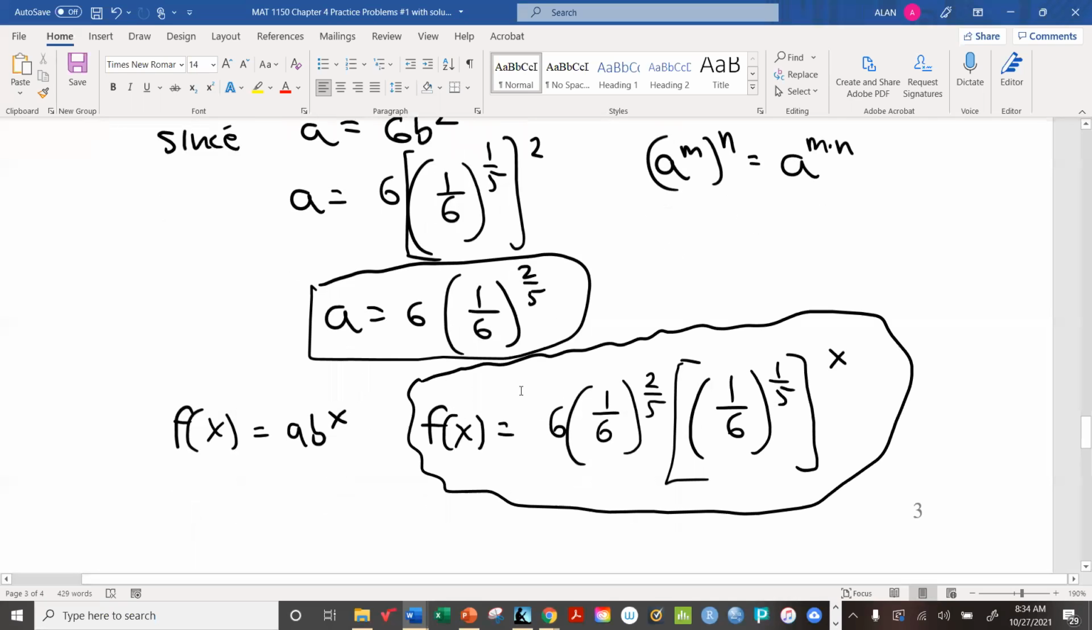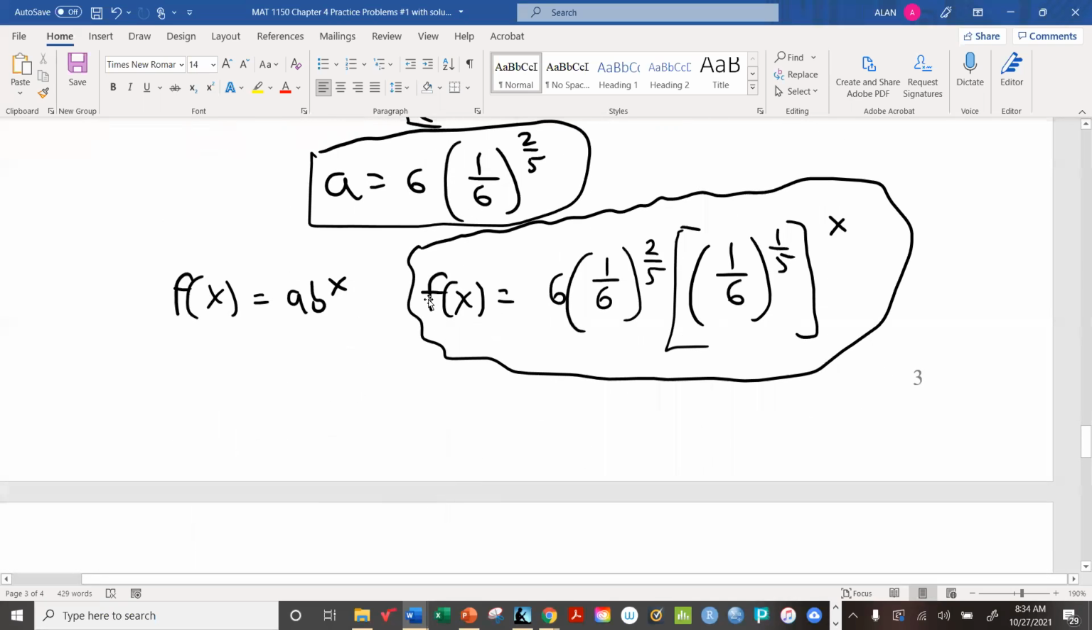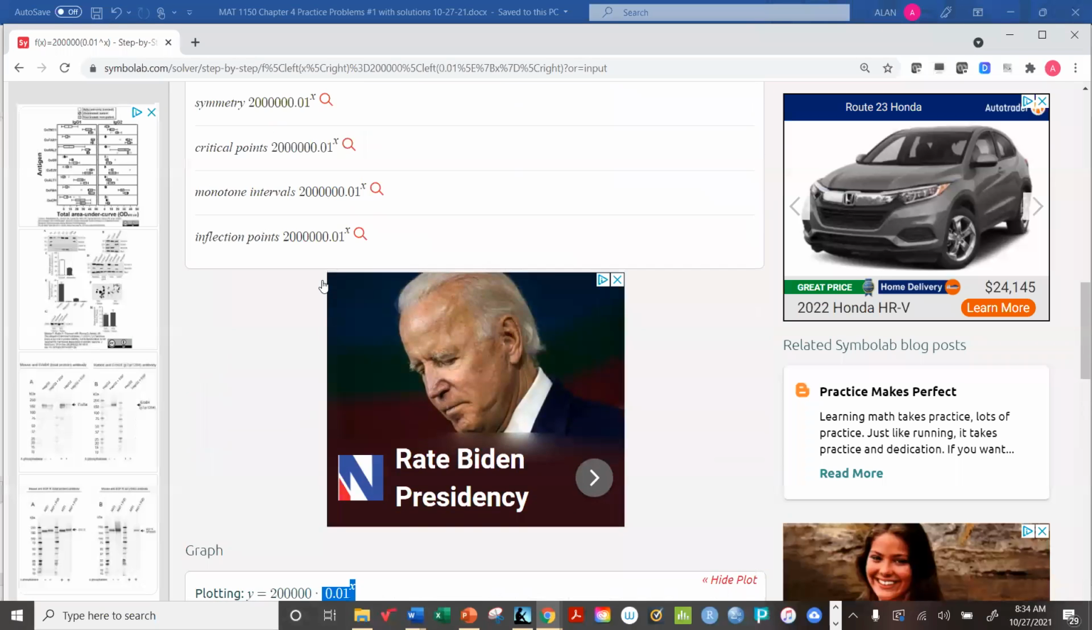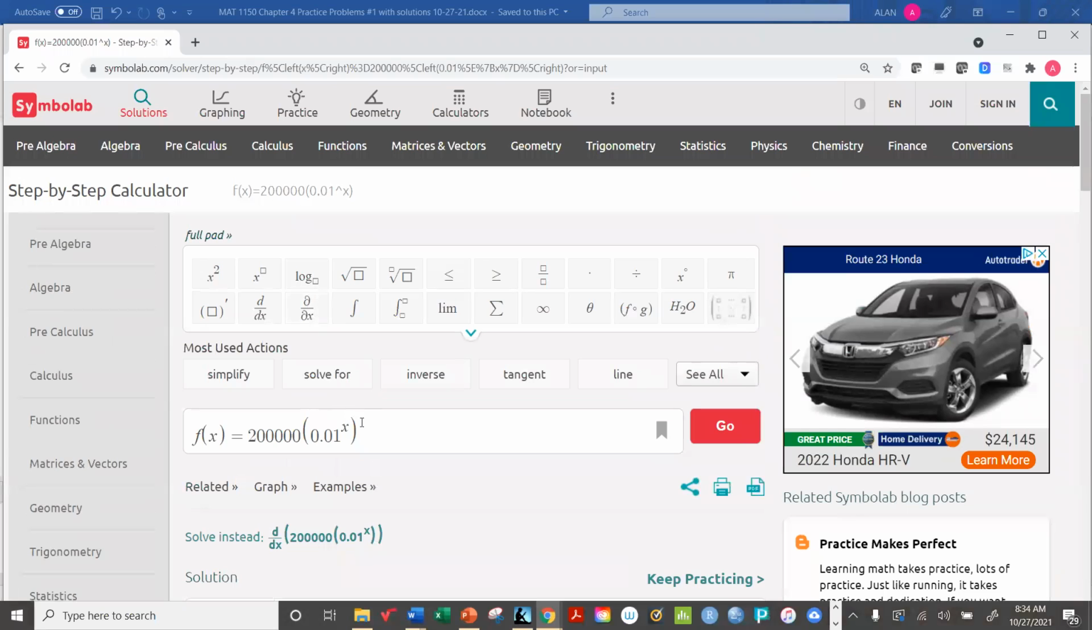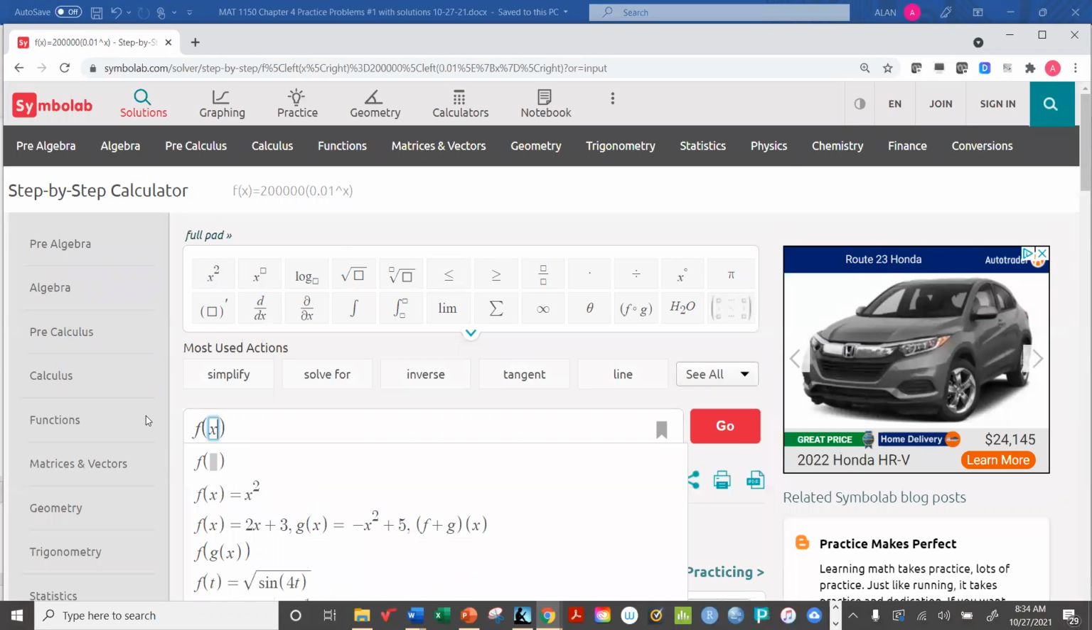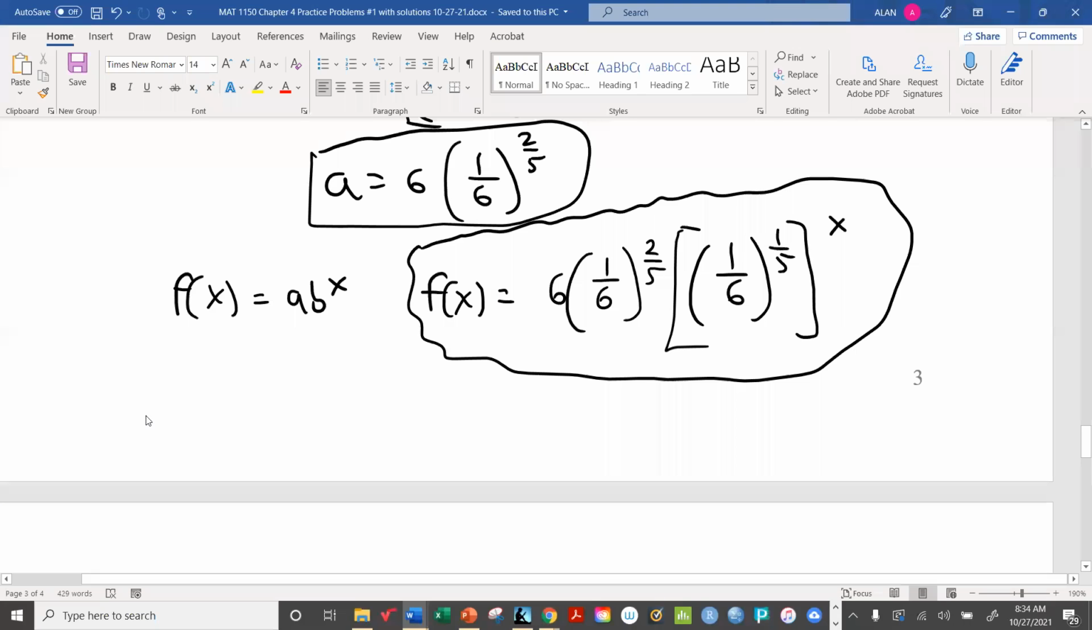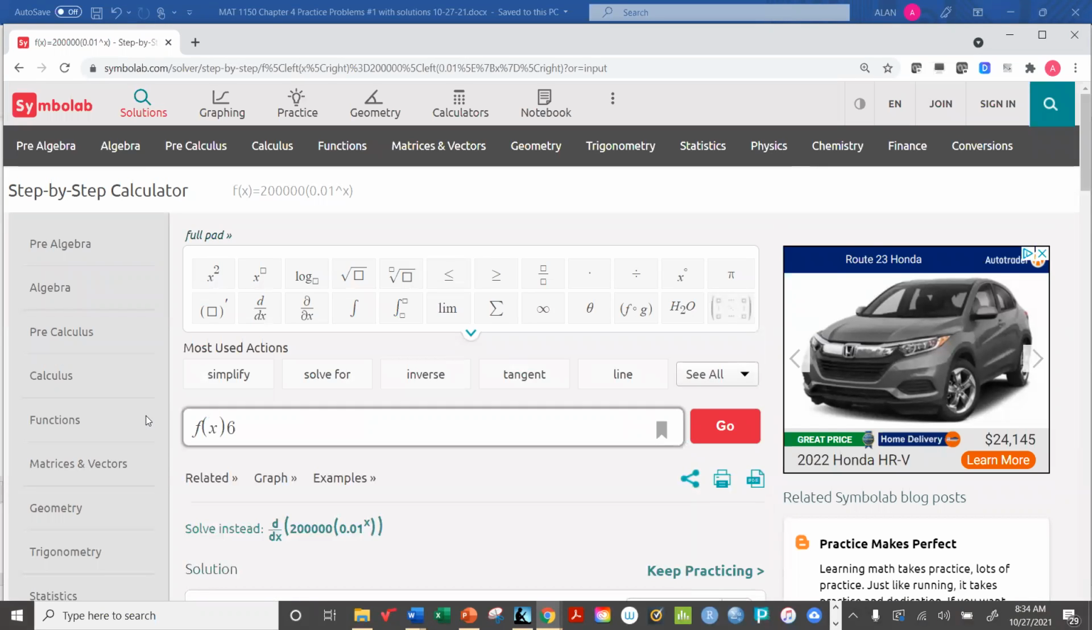So just for the fun of it, I guess we can throw this into Symbolab because it looks like it's going to be a catastrophe, but we'll find out. Let's try it. Let's see. They'll probably come back and say, sorry, that's too complicated. No, it won't do that.